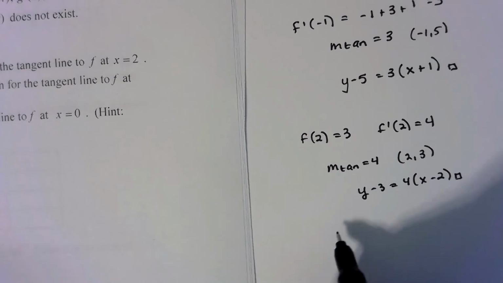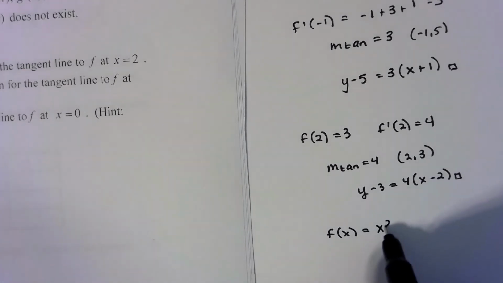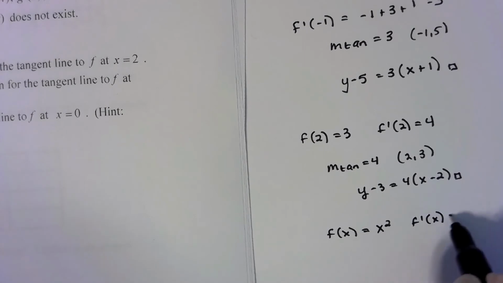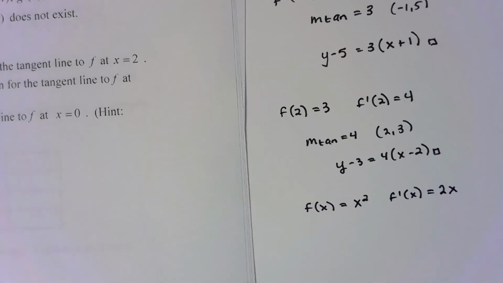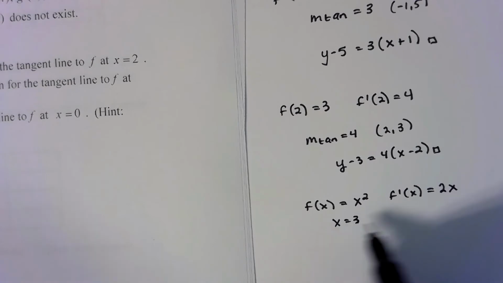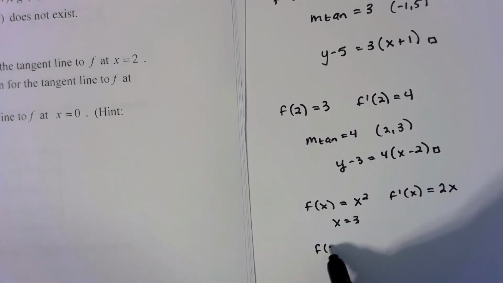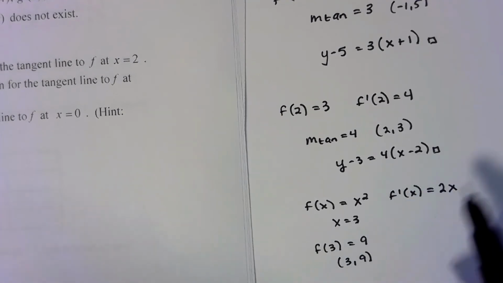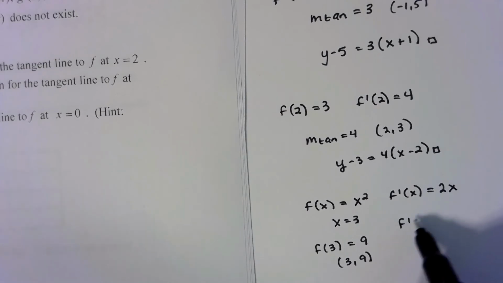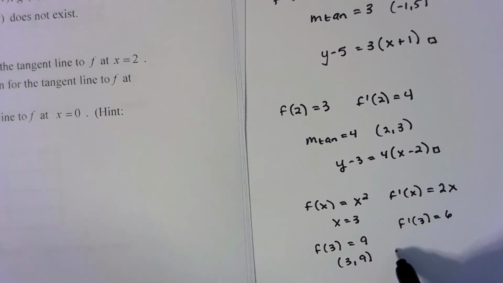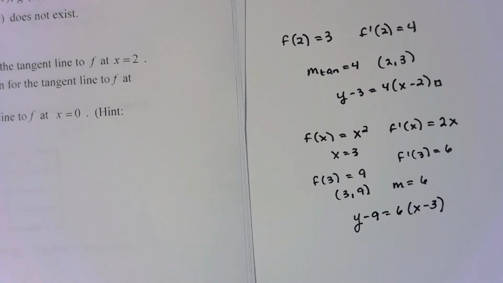Part B, suppose f of x equals x squared, then f prime of x equals 2x. Write the equation of a tangent line at x equals 3. Okay, well I need a point, so I'm going to plug 3 into f and get 9. So I have the point 3, 9. I need the slope of the tangent line. Well, I've got the derivative, so f prime of 3 is equal to 6. So I have the slope of 6, so y minus 9 is equal to 6 times x minus 3. Done.